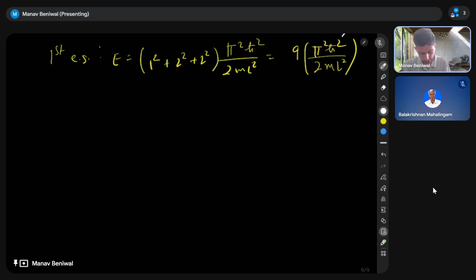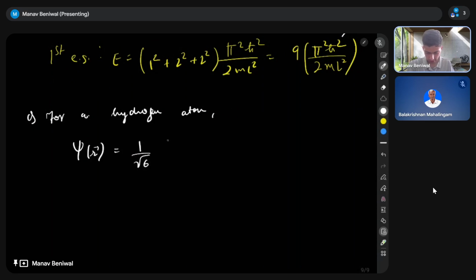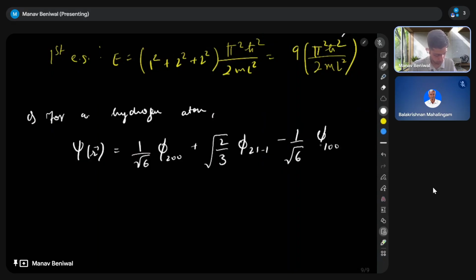So let me write, for a hydrogen atom, we are given a wave function psi equals 1 by root 6 phi 200 plus under root 2 by 3 phi 1 minus 1 and minus 1 by root 6 phi 100, where phi n l m are the Hamiltonian eigenstates.